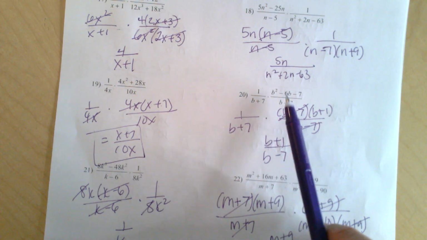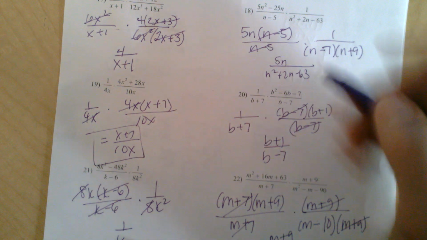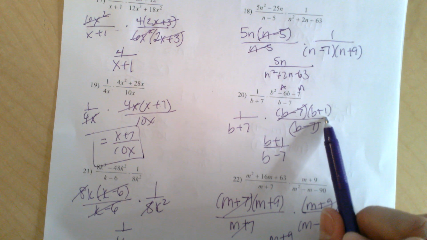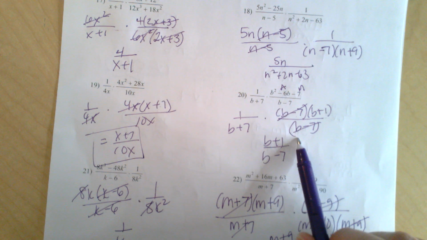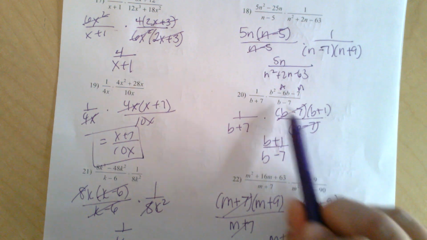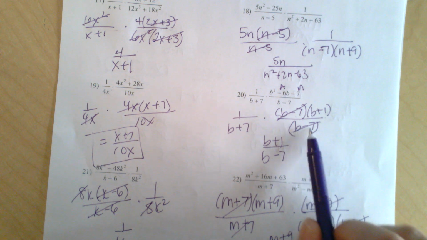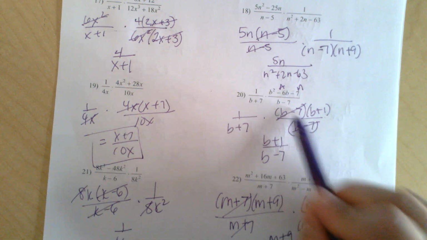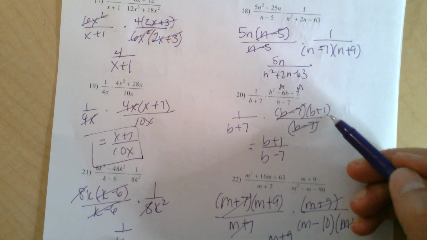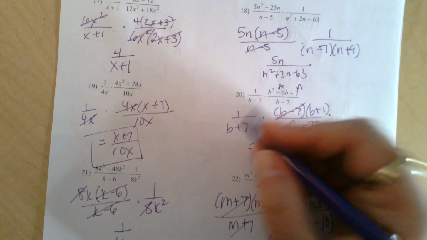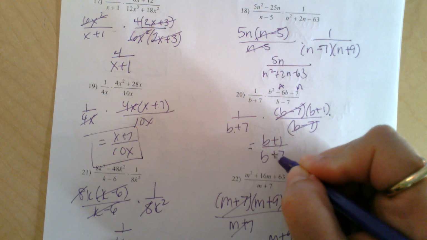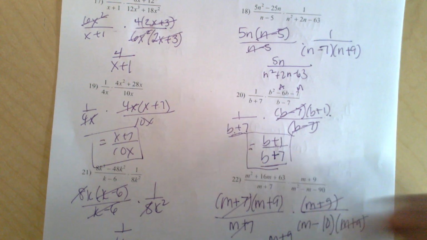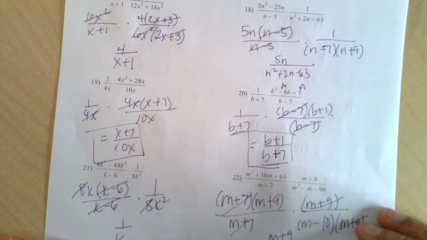Okay, 20, 1 over b plus 7. We can't factor that, but we can factor the numerator here. What multiplies to negative 7 and adds to negative 6? Negative 7 and positive 1. And then we have b over b minus 7. So this should give you a hint because you're going to cross something out. We cross those out, rewrite what we have left over, b plus 1, and then this should be b plus 7. I made a little error. b plus 7 comes down here, and this is our answer. Good thing I'm reviewing this.